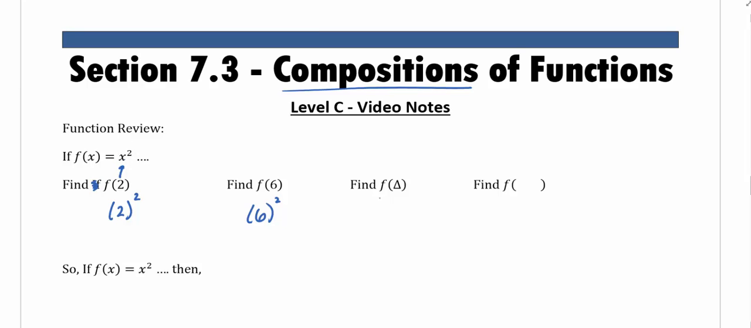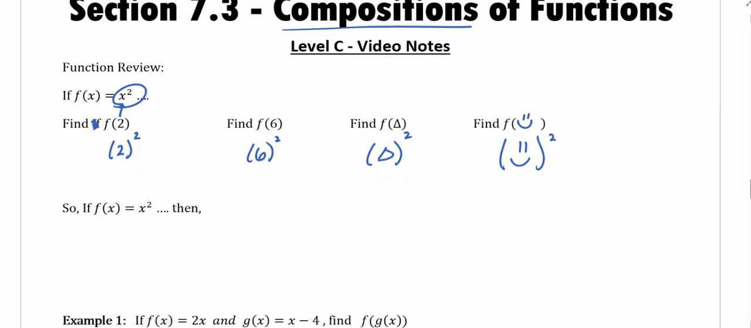Now, what if I throw a curveball at you and say, what about f of triangle? That would be triangle squared. You could really put in anything. What about f of smiley face? That one's fun. That becomes smiley face squared, all because my original function was x squared. Do you guys notice the pattern? Whatever my input is, I'm substituting in for x.